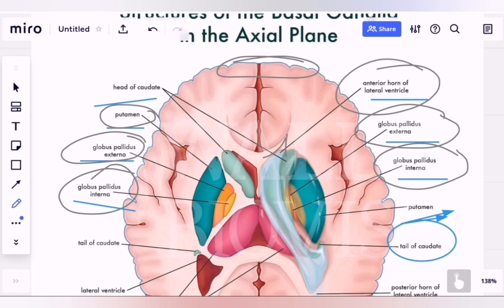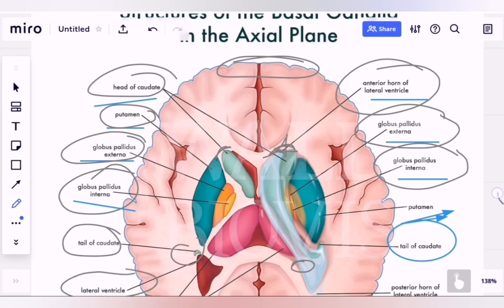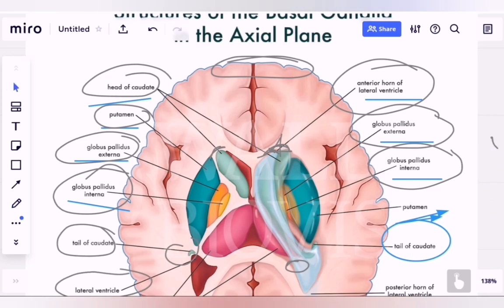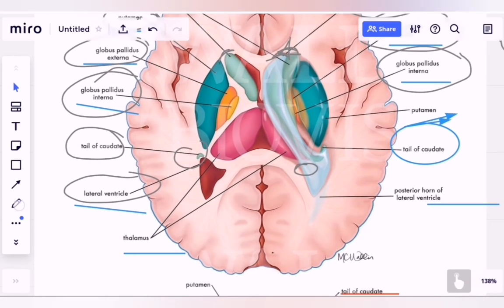Then comes the head of caudate. At the top, this is the head of caudate. Then comes the tail of caudate. It will be on both sides. It is not shown here, but it will be represented on both sides. Then comes the lateral ventricle. And as I said, here it will be the posterior, as that was anterior, so this is the posterior horn of the lateral ventricle.